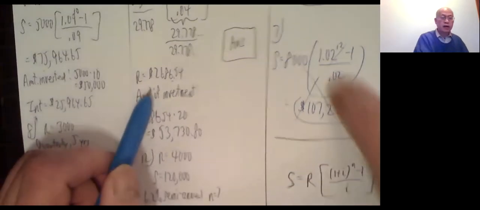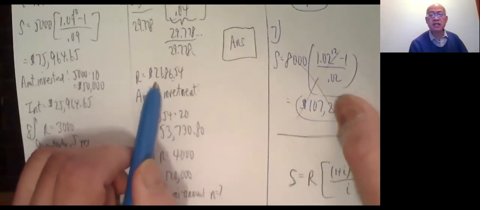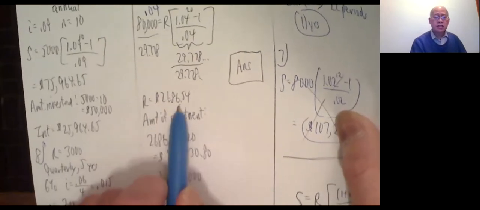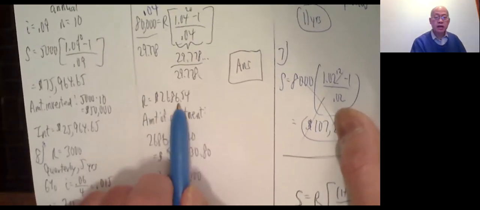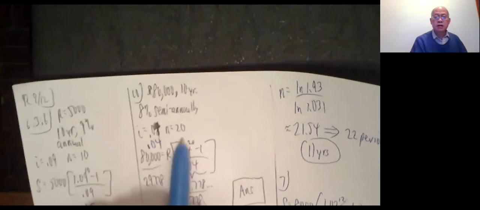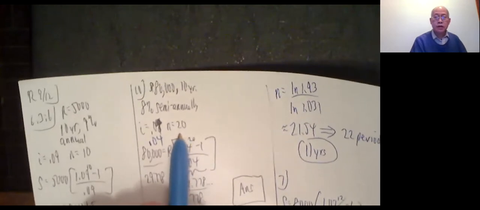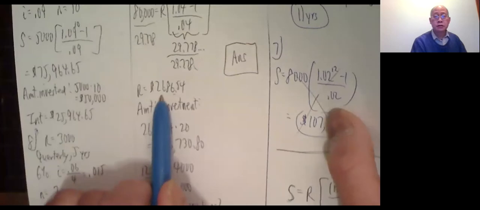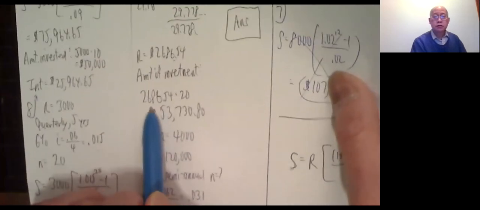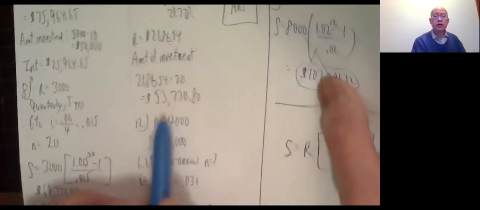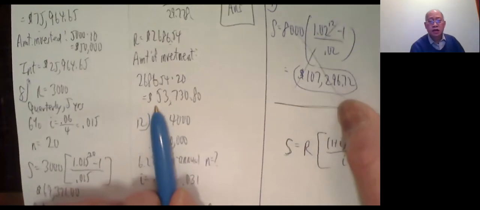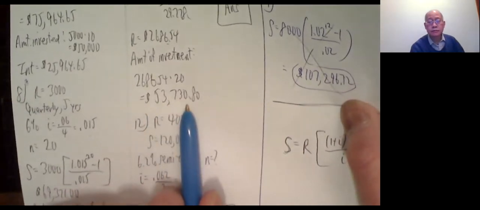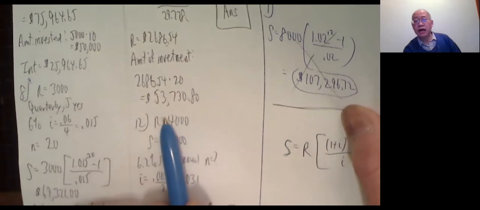Digging deeper again, what was the amount of my investment? So I invest this much semi-annually. How many times? 20 times. So every half a year I deposit this for 20 years. So 2686.54 times 20. The amount of my investment was $53,730.80. That's how much I deposited.